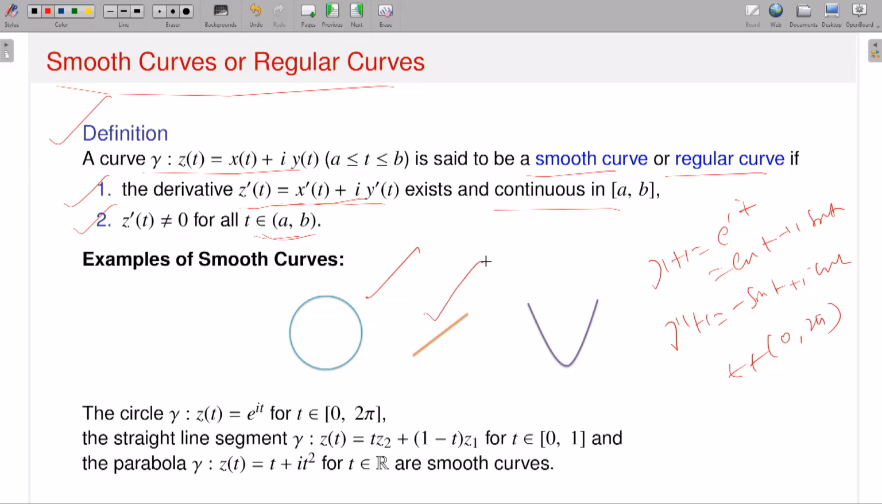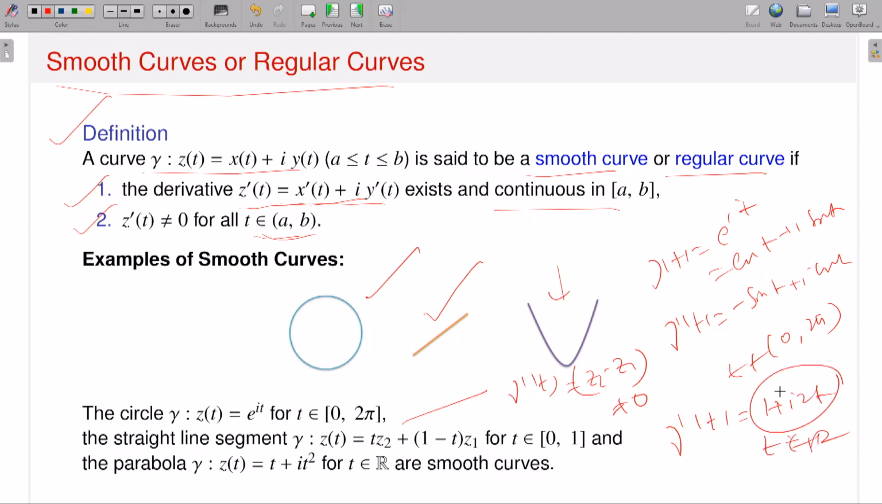Similarly, you can say that a line segment also is a smooth curve, because if I take the gamma prime, what is the gamma prime of this one? Gamma prime of t, what is that? You just calculate, this is nothing but z2 minus z1. This is constant, and z1 is different from z2, so therefore this is non-zero. So therefore this is what is called a smooth curve. Similarly, if I have a parabola, that is also a smooth curve, right? Because what is gamma prime of t? It should be 1 plus i times 2t, and if t runs over the reals, this is always non-zero. So therefore that is also a smooth curve or regular curve.